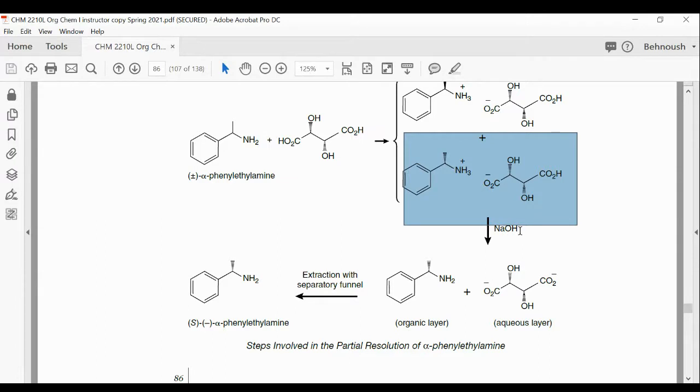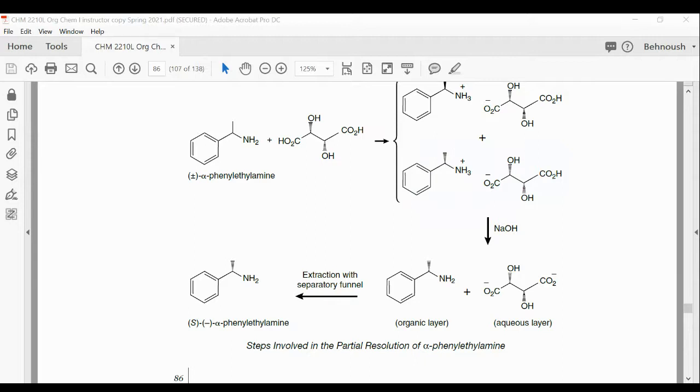We add sodium hydroxide. Sodium hydroxide is going to cleave off the tartaric acid. Tartaric acid is highly soluble. It would show up in the aqueous solution, but the amine is going to form that ring, the oily ring, which is the second layer, and that is the product that we are looking for. So NaOH is the reagent in this case, is going to cleave off the tartaric acid.